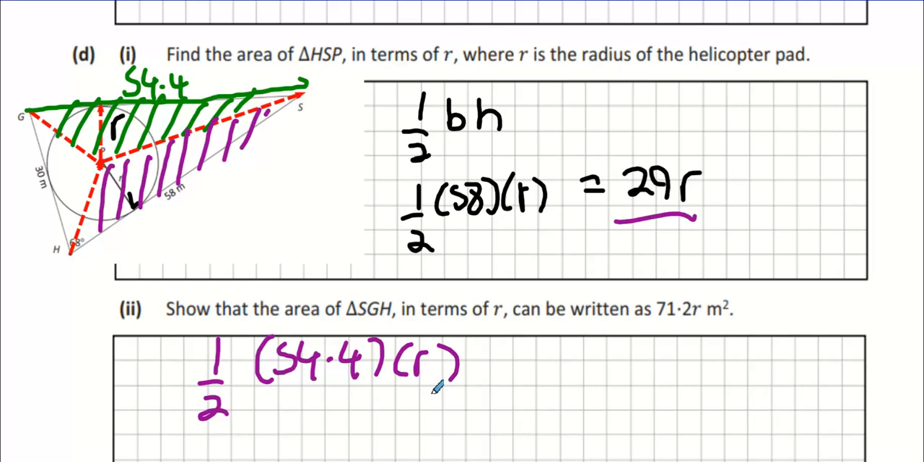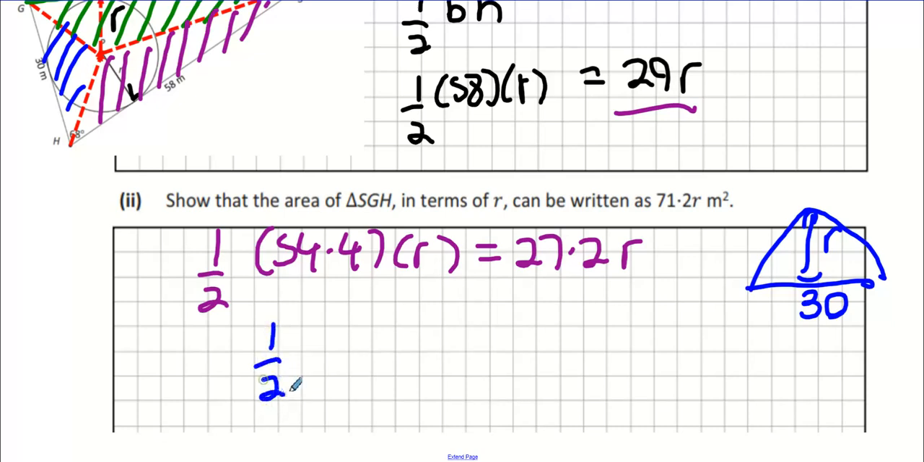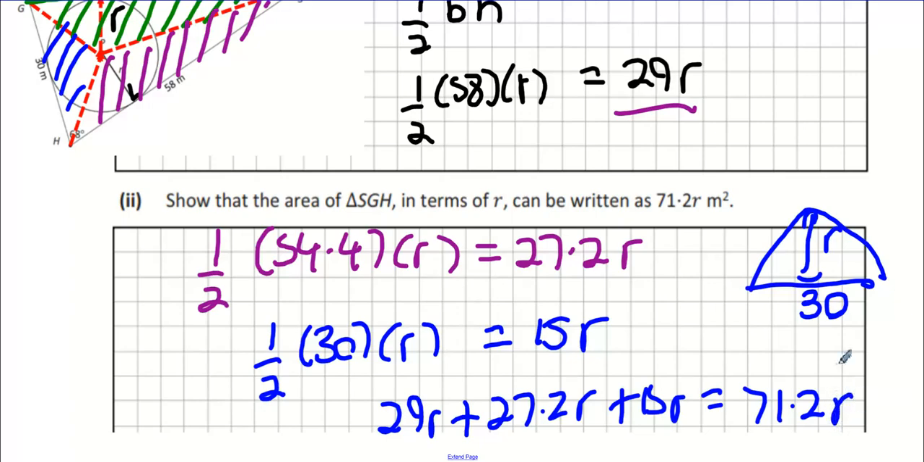Now, I wouldn't have got this question other than I've done one similar to it before. What we're going to get is 27.2r. And what that leaves over is the blue triangle. In the blue triangle, it's going to be a half 30 times r, which is 15r. Then we're going to add all three of them together: 29r plus 27.2r plus 15r. And lo and behold, we're going to get 71.2r.